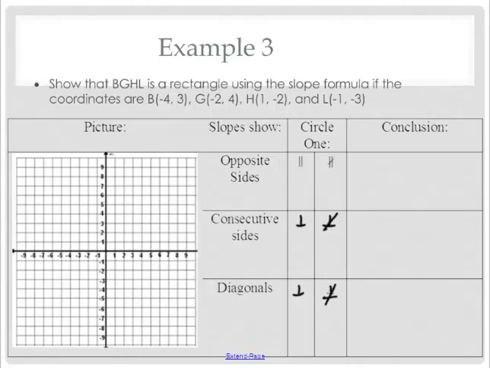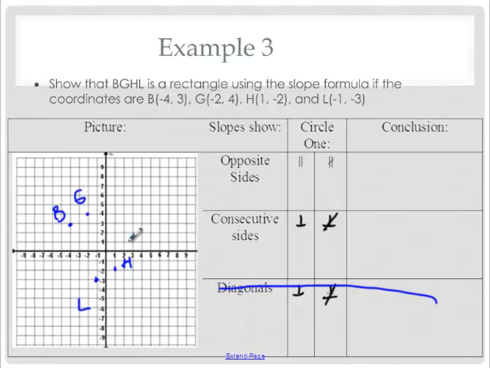Now let's take a look at this. You saw this in section 6.3 where we use this top part to see if it's a parallelogram. We're going to use the second row to see if it's a rectangle, because if consecutive sides are perpendicular, that means they form right angles. If this says not a parallelogram, you don't even have to try rectangle, because if it's not a parallelogram, there's no way that it's a rectangle. That's B, -2, 4 is G, H is 1, -2, and L is -1, -3.